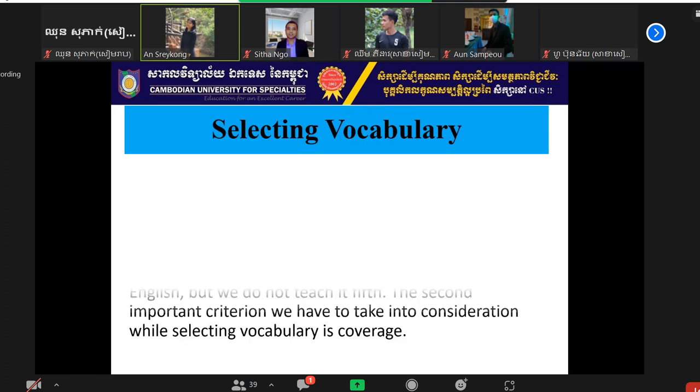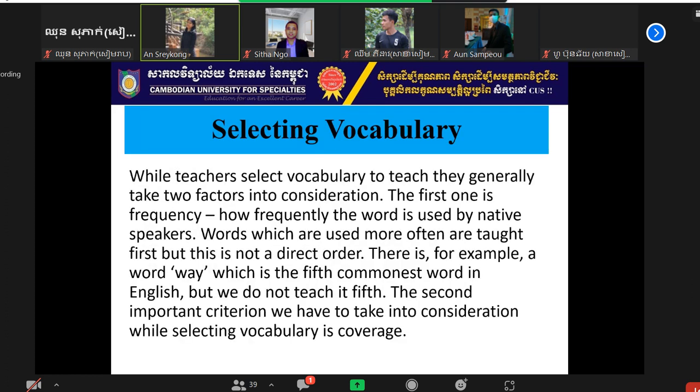Okay, next slide. It talks about selecting vocabulary. While teachers select vocabulary to teach, they generally take two factors into consideration. The first one is frequency: how frequently the word is used by native speakers. Words which are used more often are taught first, but this is not a direct order. So this is an example: the word way is the fifth commonest word in English, but we do not teach it fifth.